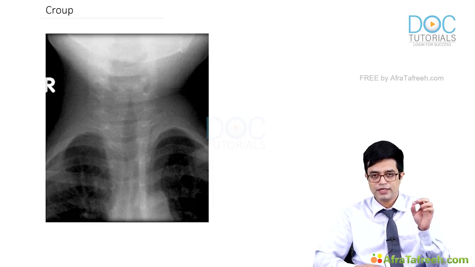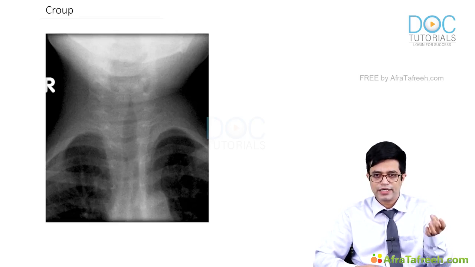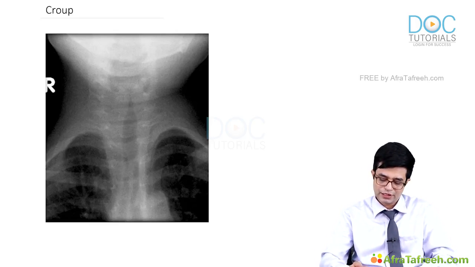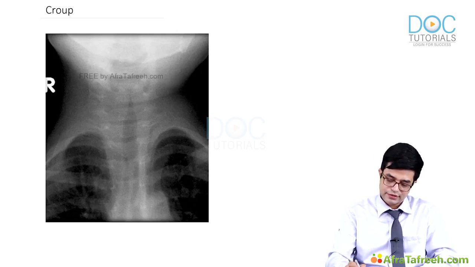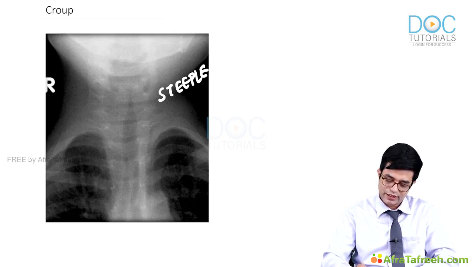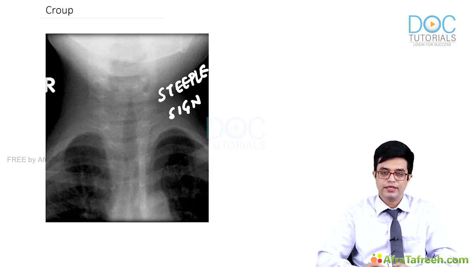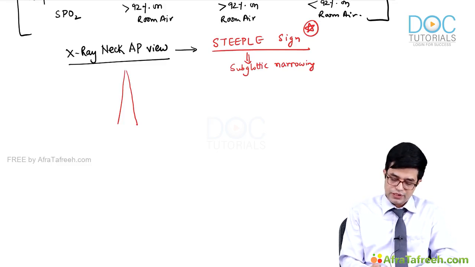The question will say: 3-year-old child, barking cough, stridor, X-ray showing the following. This is the typical steeple sign, the classical steeple sign. And so the likely diagnosis in this child is croup. What is the treatment? Treatment is characteristic.